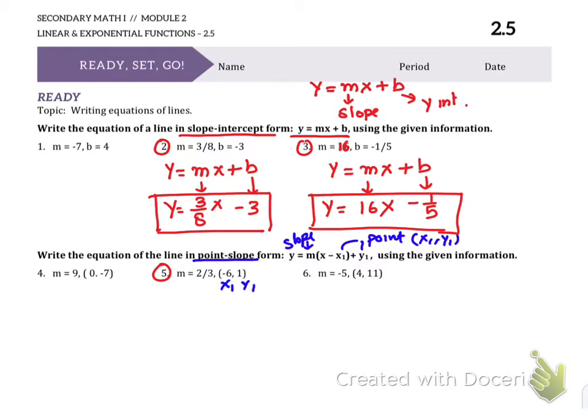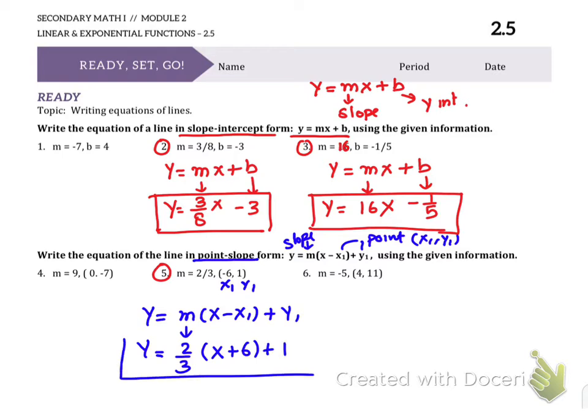What I would do, in order to write the equation, I need to copy down y equal to m times x minus x1 plus y1. I just plug in the values. So y equal to, this m is going to be replaced by 2/3, it's given in question, x minus, and x1 is -6, so that becomes +6, and y1 is 1, so that is +1. So that's our equation based on the given information. I hope you get it. So let's move to the next question.